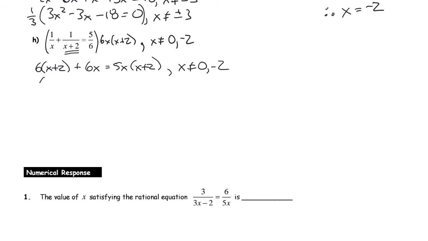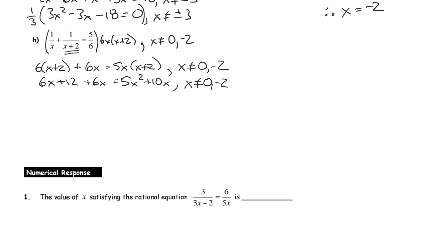And so now it's a polynomial, so I'm just going to multiply it out. So 6x plus 12 plus 6x is equal to, here we go, 5x squared plus 10x, where x cannot equal 0 or negative 2. So a quadratic popped out of that.